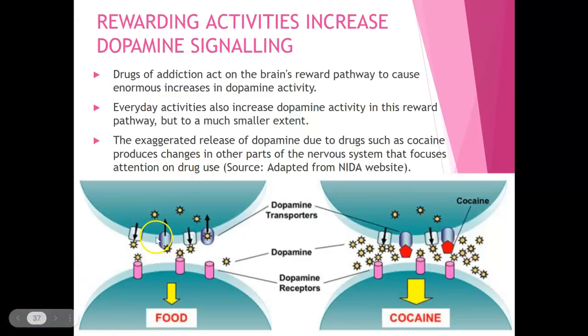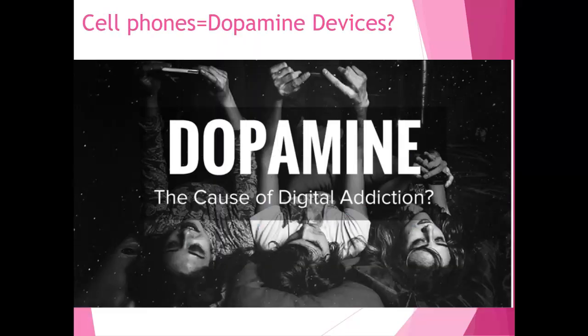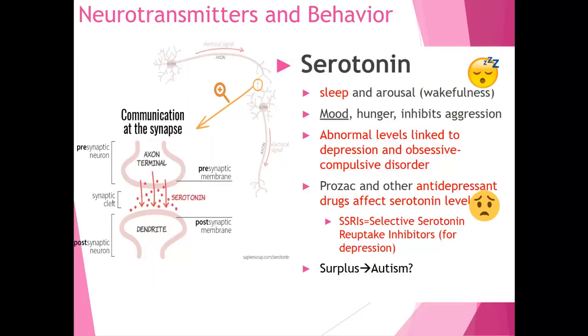Dopamine signals here show the difference of what happens when you add in cocaine, that it significantly enhances the dopamine in the synapse. It stays there longer, and that's what creates the high. We talked about that even your cell phone counts as a little dopamine device, because every time you get a text message or something that you like, you see something funny while you're scrolling, you get a little rush of dopamine, and that causes the digital addiction.